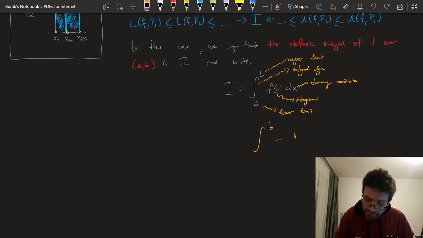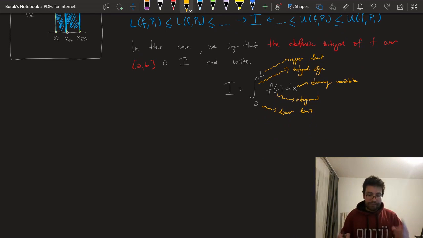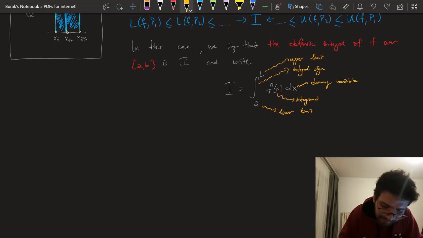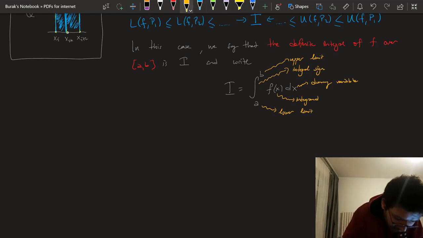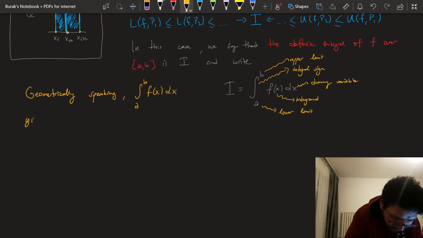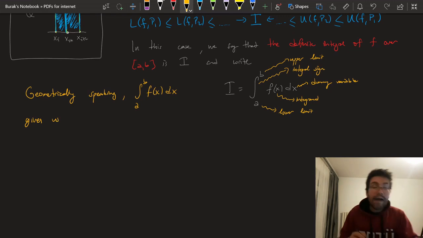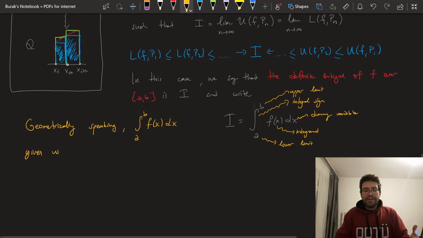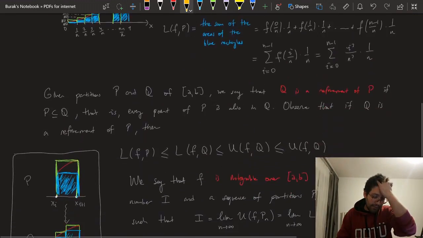Okay, so we now defined the definite integral. Now I'm going to write down something very important, and I'm going to talk about this. Geometrically speaking, the integral of f from a to b gives us, how do we set up the integral? We set it up in such a way that, let's see.